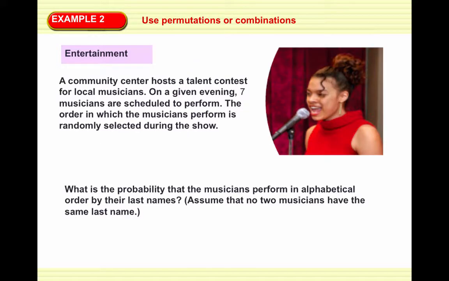Let's consider an example from entertainment. A community center hosts a talent contest for local musicians. On a given evening, 7 musicians are scheduled to perform. The order in which the musicians perform is randomly selected during the show. What is the probability that the musicians perform in alphabetical order by their last names, assuming that no 2 musicians have the same last name?